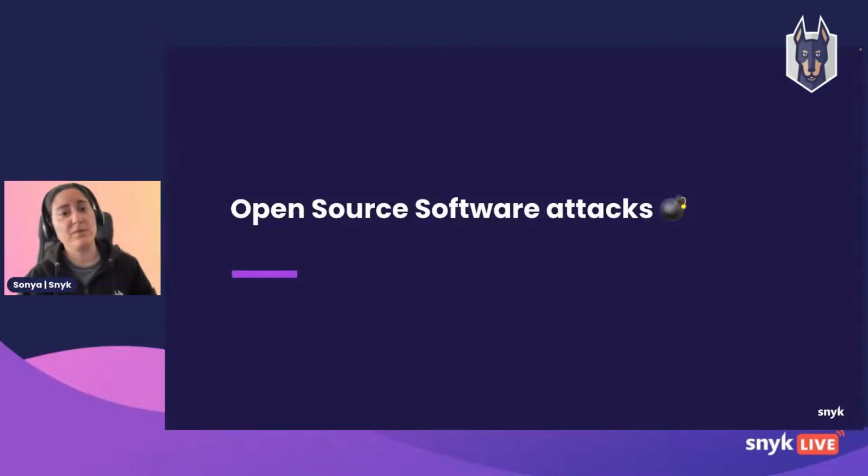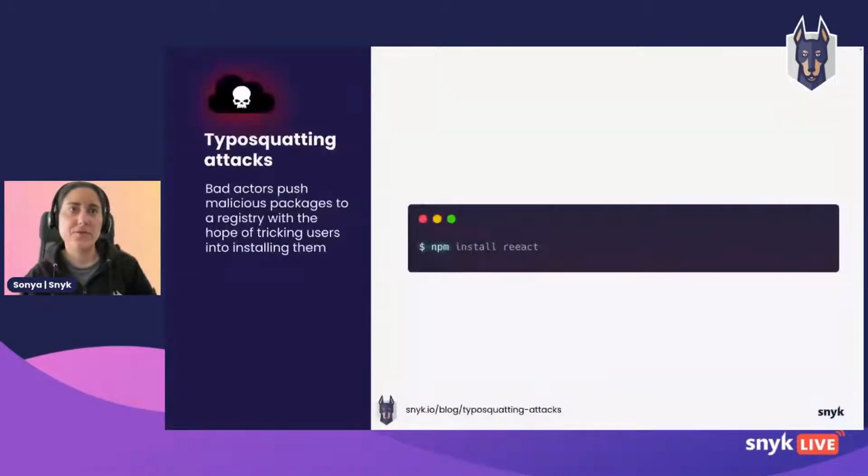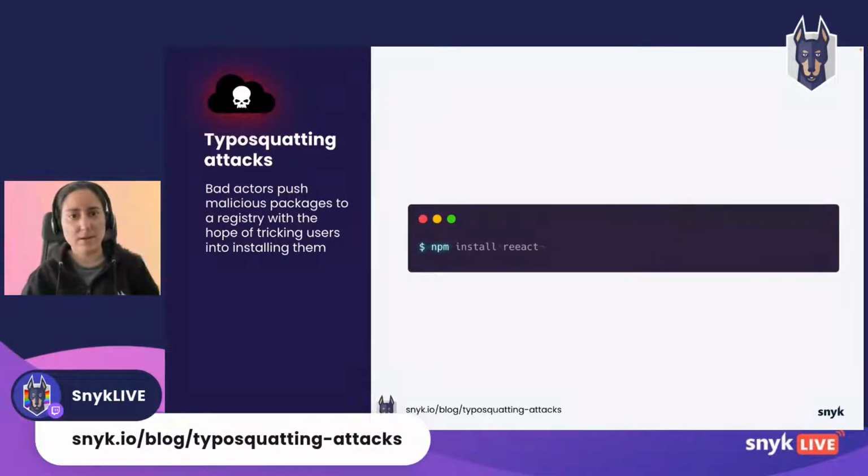So let's have a look at some of the open source software attacks. The first one is typo squatting attacks. Typo squatting attacks take place when bad actors push malicious packages to registry with the hope of tricking users into installing them. This is really similar to website phishing attacks that exploit typos made by individuals who may accidentally type in a wrong address. Here we have an example with the package React, which is, you can see with a typo. In that case, you will not install React, but a malicious package that has a completely different end goal. Usually, it's to exfiltrate some data or some sensitive information from your server.